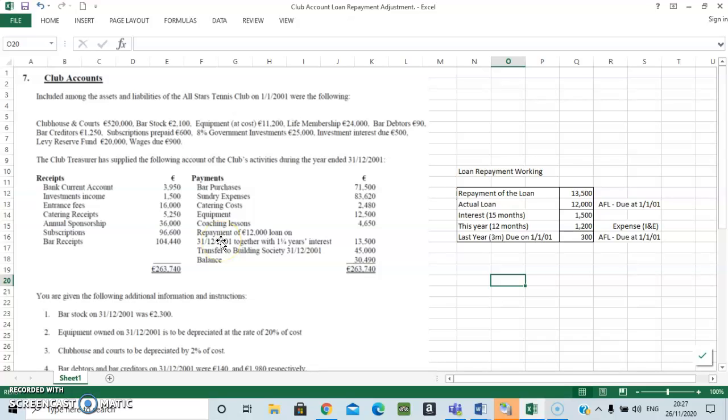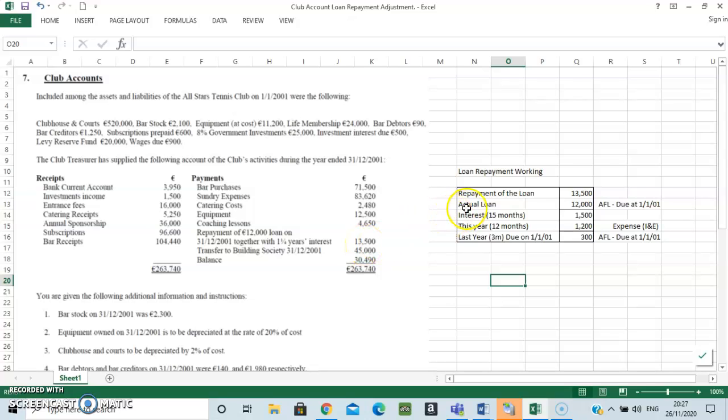It says repayment of a €12,000 loan at the end of the year, 31st of the 12th, '01, together with 1.25 years interest. And that cost the club 13,500. There's the money out of 13,500. So the loan itself was 12,000. There's interest of 1.25 years as well that they've paid, and that's 13,500.